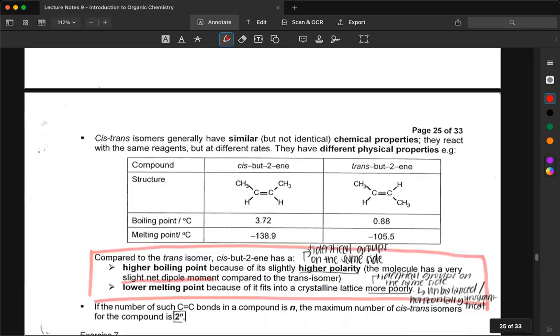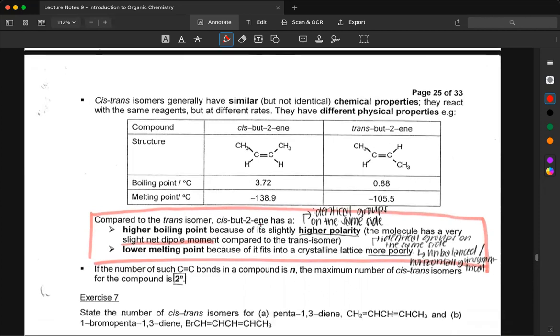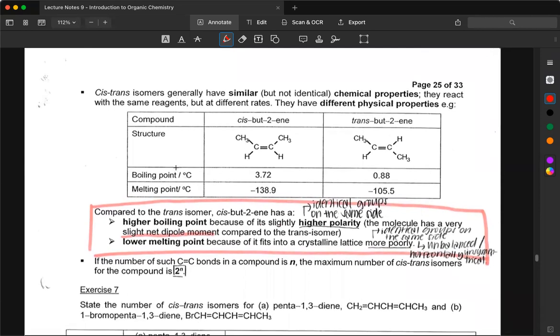So cis-trans isomers have similar but not the same chemical properties. They react with the same reagent, although at a different rate. But the physical properties will be very different. So let's look at it. It's quite unique. Why is there a discrepancy? How come for cis isomers the melting point is lower, but the boiling point is higher than the trans? Compared to the trans isomer, the cis butene has a higher boiling point because it is more polar. It has a higher polarity.